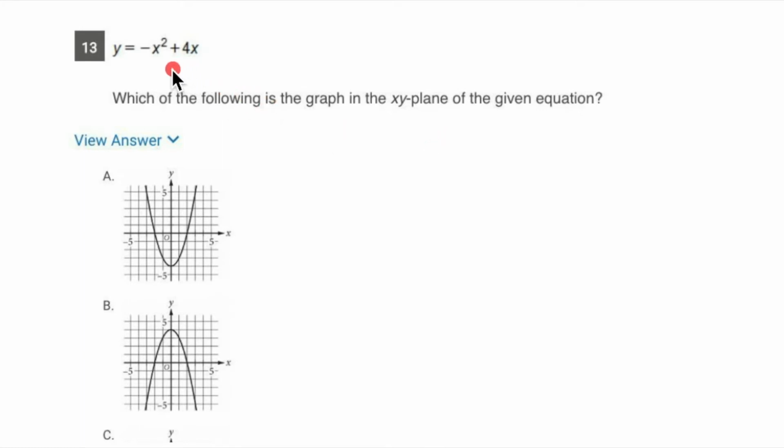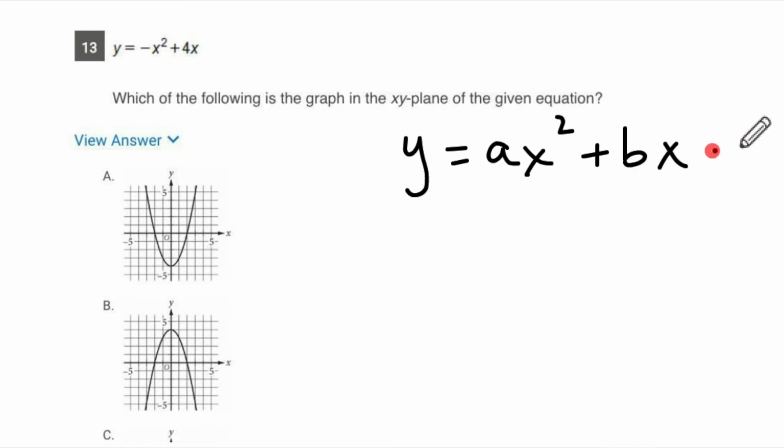Now, if I'm looking at that parabola, we have to know some things about parabolas. So if you have trouble with parabolas, watch the video on parabolas. But here's the deal. When you have a parabola, it's going to be in the form y equals ax squared plus bx plus c. Now in this case, there's no c because it's 0. That means when the x value is 0, it's going to cross the y-axis at c. So it's going to cross at 0.